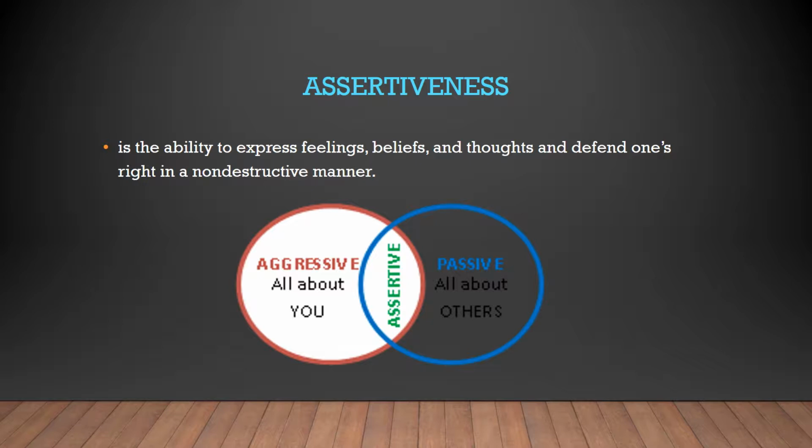When you're aggressive, everything is about you. Basically, it's standing up for yourself, but to the point that it's actually infringing on other people's rights. Passiveness is all about others, meaning you don't stand up for yourself. In this way, you're more concerned with what others are thinking or feeling. And being assertive is right in the middle where we should be, in which we stand up for our own rights, but we do so without infringing on the rights of others.